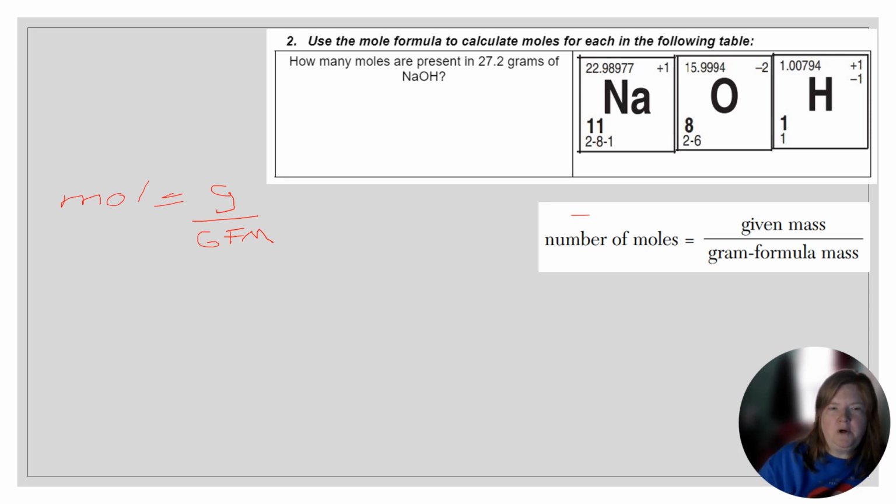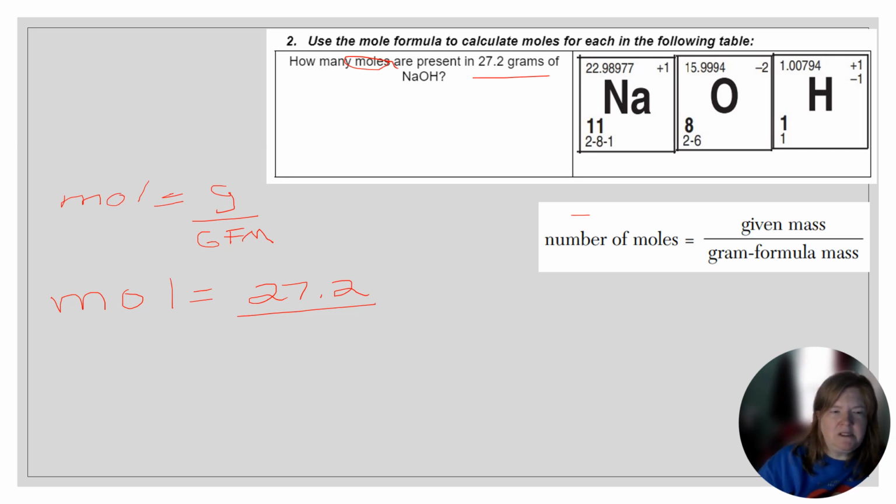Okay, so when I look at this question, I see that I have this number, right? And it says grams, so I can put that in place of G. Also, I know I'm solving for moles, so I'm going to leave that moles equals, and I'm going to put 27.2 in place of the grams.